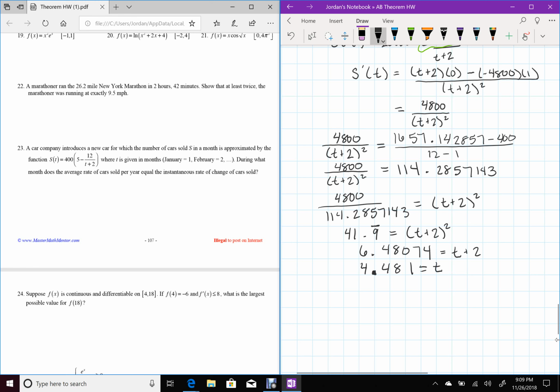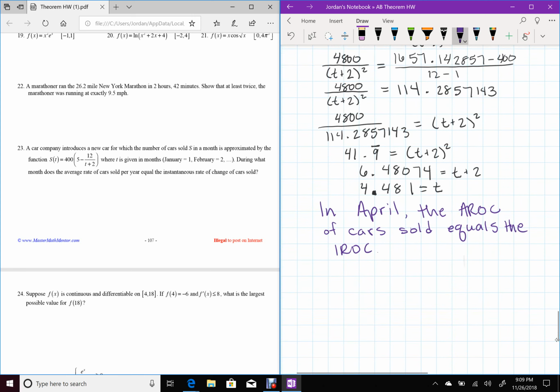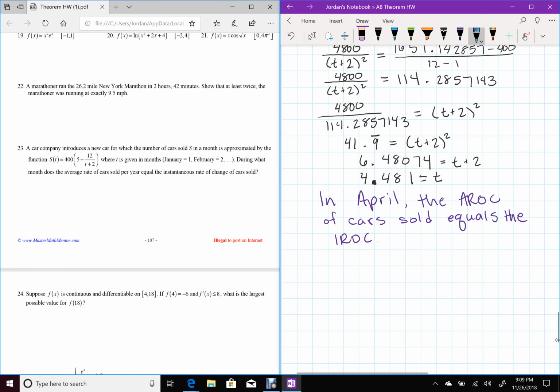So during what month does the average rate of cars sold per year equal the instantaneous? The 4th month, which is January, February, March, April. So we say in April, the AROC of cars sold equals the IROC. We could find out exactly which day by using that decimal, but you don't care. I'm not going to do it. That's the end of the problem.